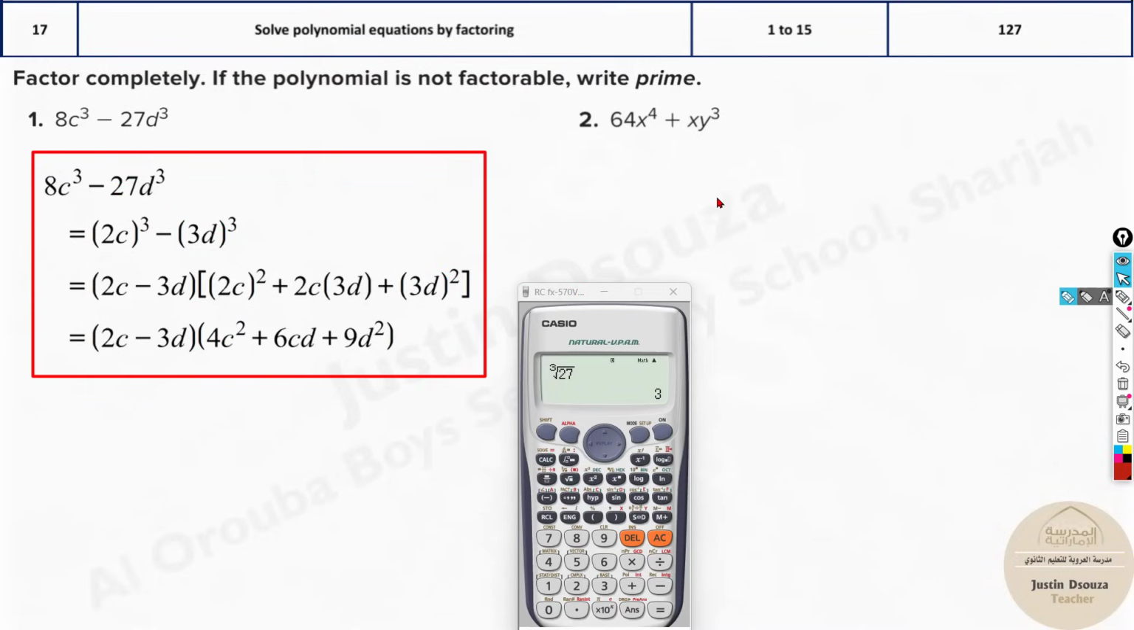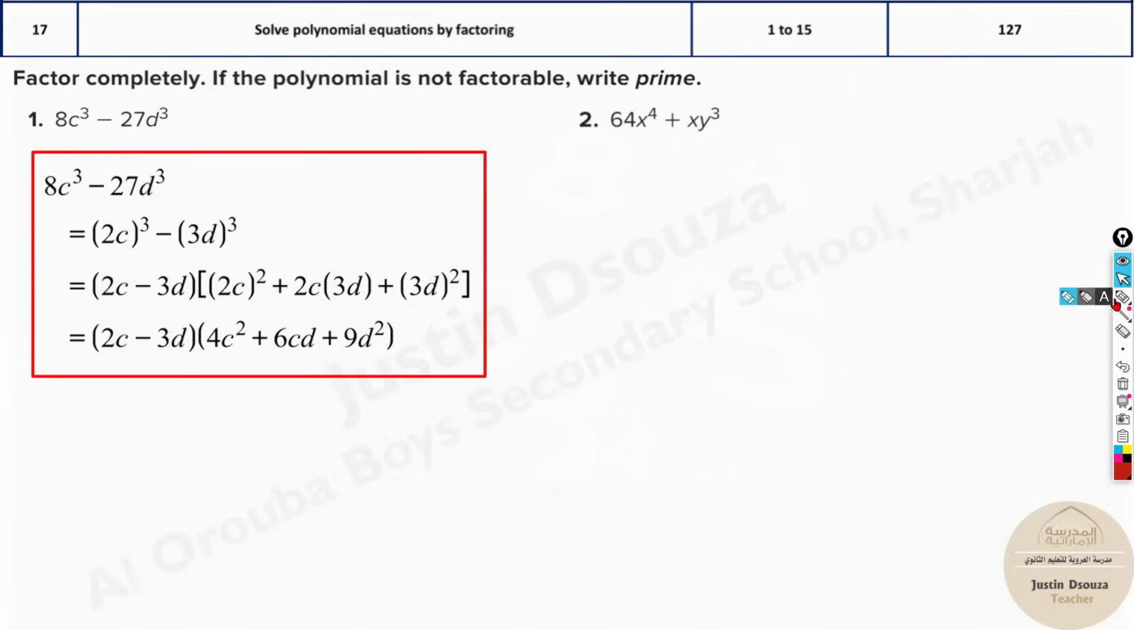Let's do the next one as well. What we do over here is check for 64. It is 4 cubed, and okay, let me just go back. And over here there is no number, it's just 1. The cube root of 1 is 1 itself, so no bother. This is 4, but the problem is we have x to the power 4 plus xy cubed. So there is no way we can factor it out like this, isn't it?